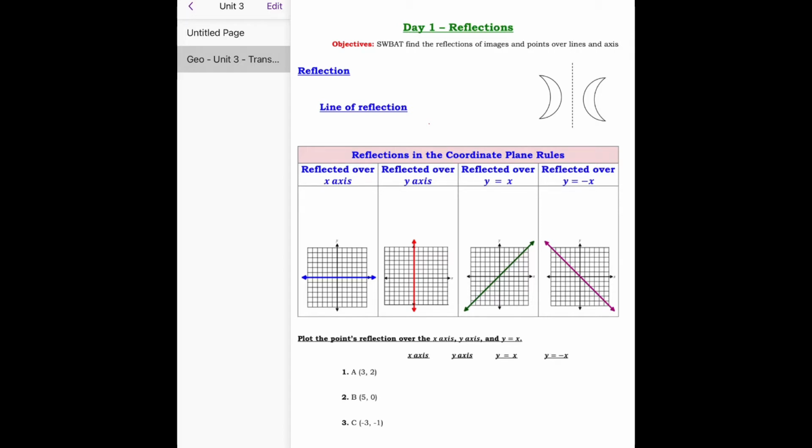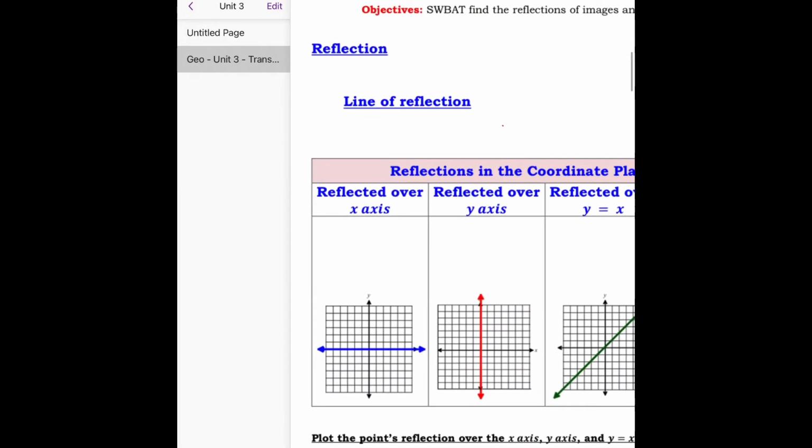So day 1 is on reflections, and of course we all know what reflections are just in general. When you look in a mirror, you see your reflection, and it's kind of a reverse image of yourself. In geometry, it's the same thing, except we usually reflect over either a line or a plane. In this case, we'll focus on lines, and we'll reflect an image, either a shape or whatever, across that line.